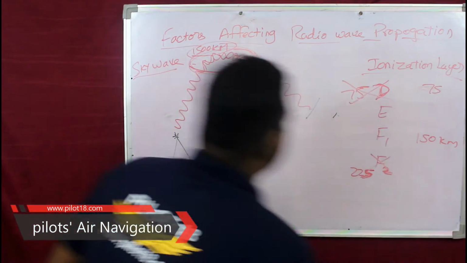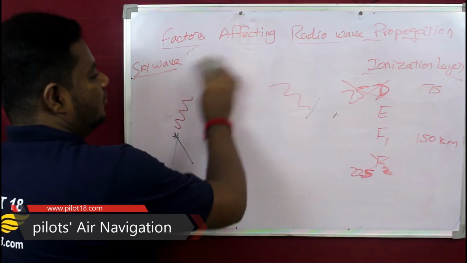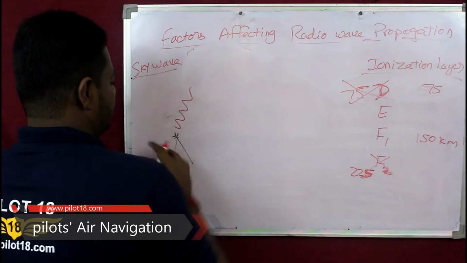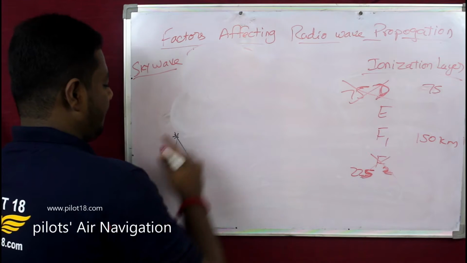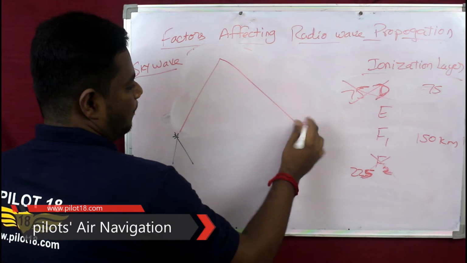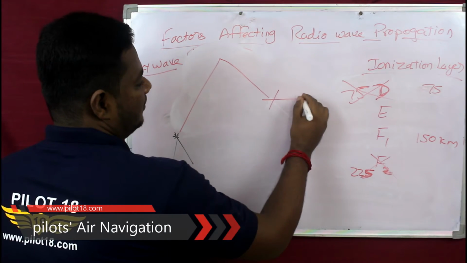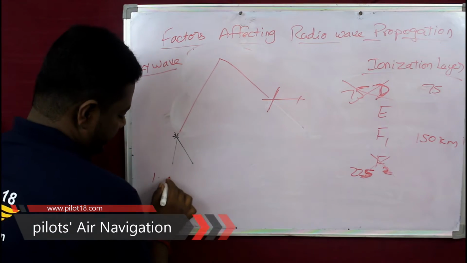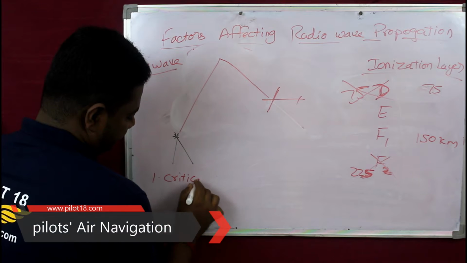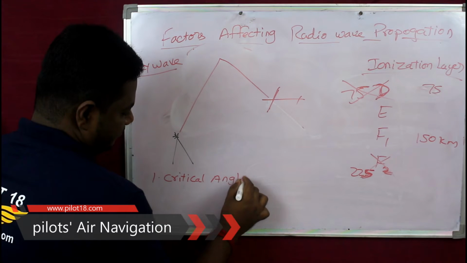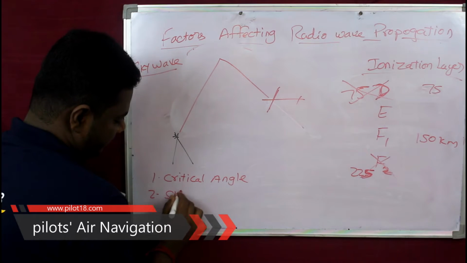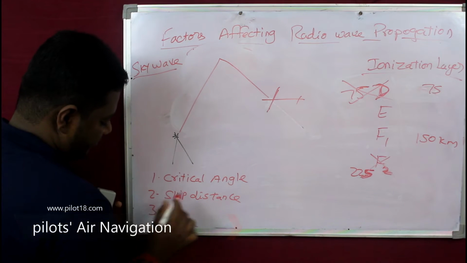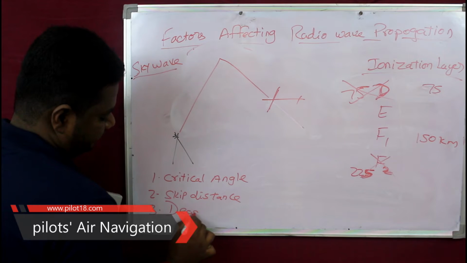We understood that the refraction is happening due to the ionization layer. Now there are some words and definitions we need to understand. Number one, critical angle. Number two, skip distance. Number three, dead space.